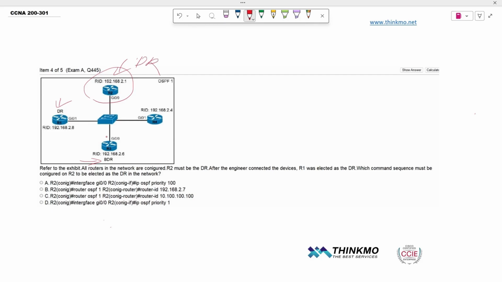Just assign it a higher priority for the designated router, give it a priority of 100, and that's enough, right? So to make this R2 become the secondary, just set its priority to 100, which will be higher than the others. All right, the correct answer is A.